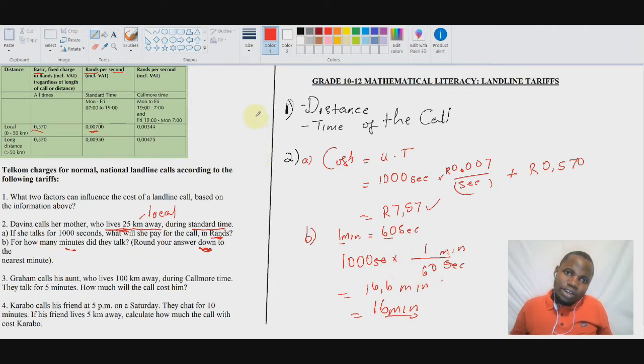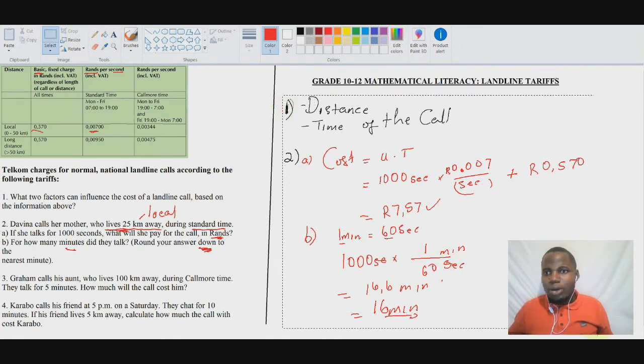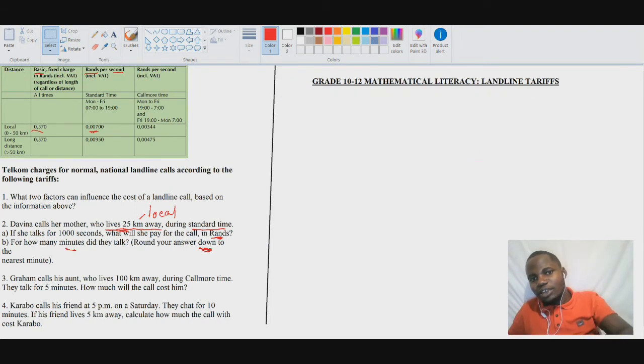Okay, so number 3, let's look at number 3. Let's erase here. I hope you're still following. Where you do not follow, the comments are there for you to follow.